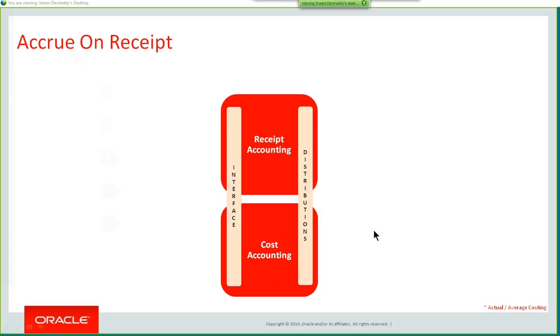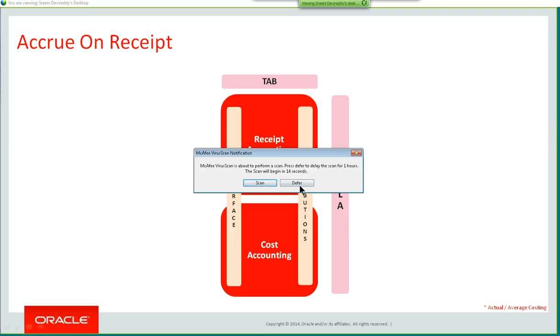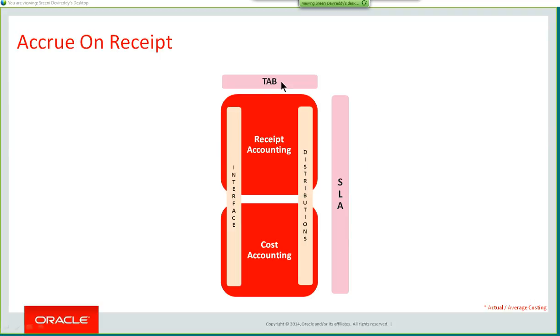So as I was mentioning, we have two important and different products within cost management called the receipt accounting product and the cost accounting product. They have some interface tables and some distribution tables. And we have a product called Subledger Accounting Engine that I talked about, which takes care of accounting. We do have another product called Transaction Account Builder, TAB. The role of Transaction Account Builder is to default accounts on the transactions.